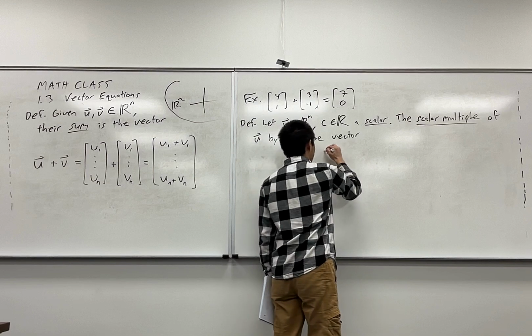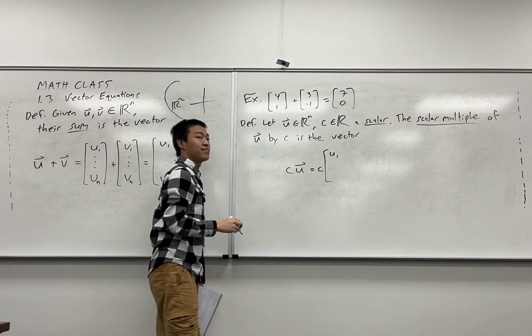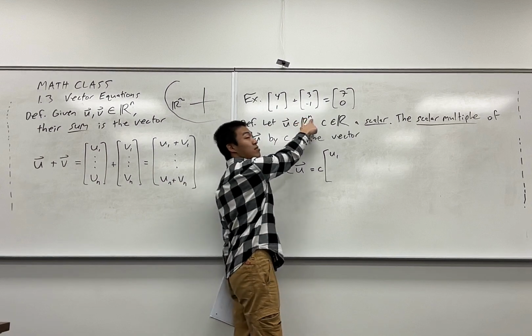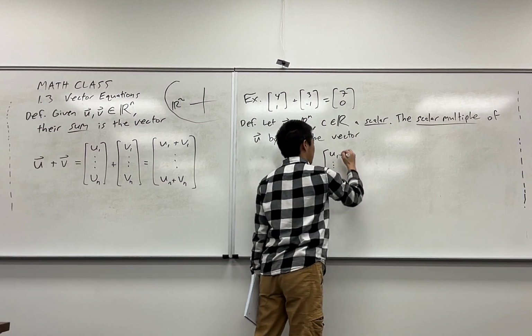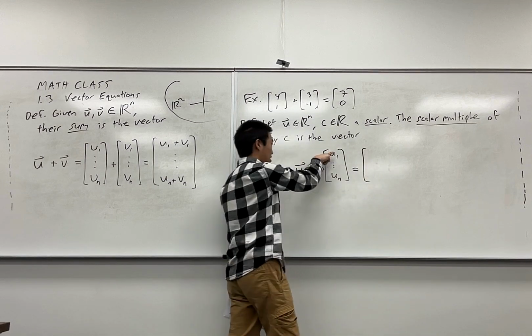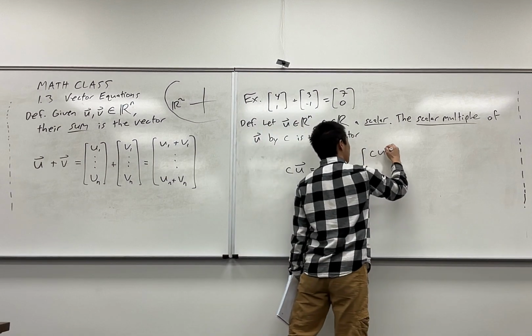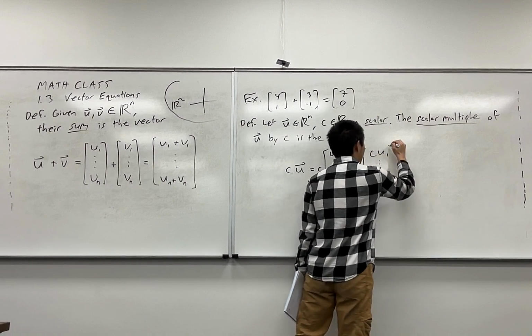So I have a scalar. Now, how many components were in my u vector? n. Okay, so I start with u1 and I go down to what? And that is going to just scale every single one of these up. So cu1, cu2, all the way down to cun, whatever that last one is.